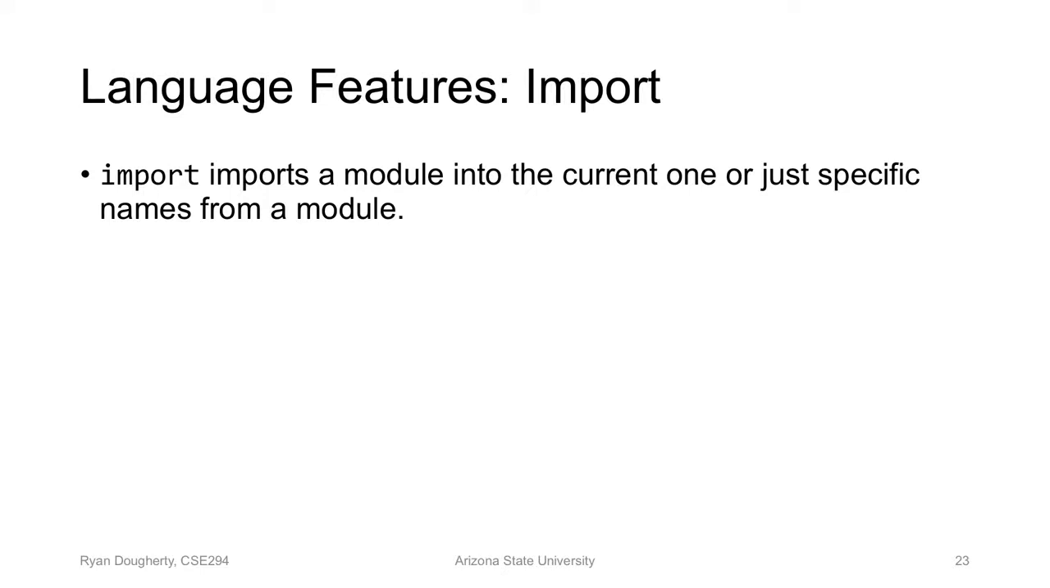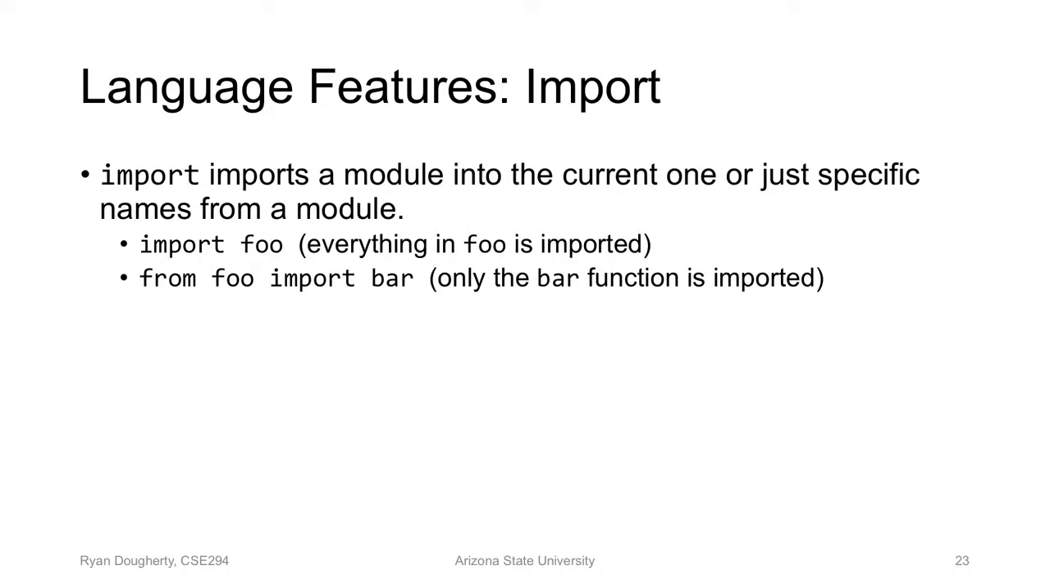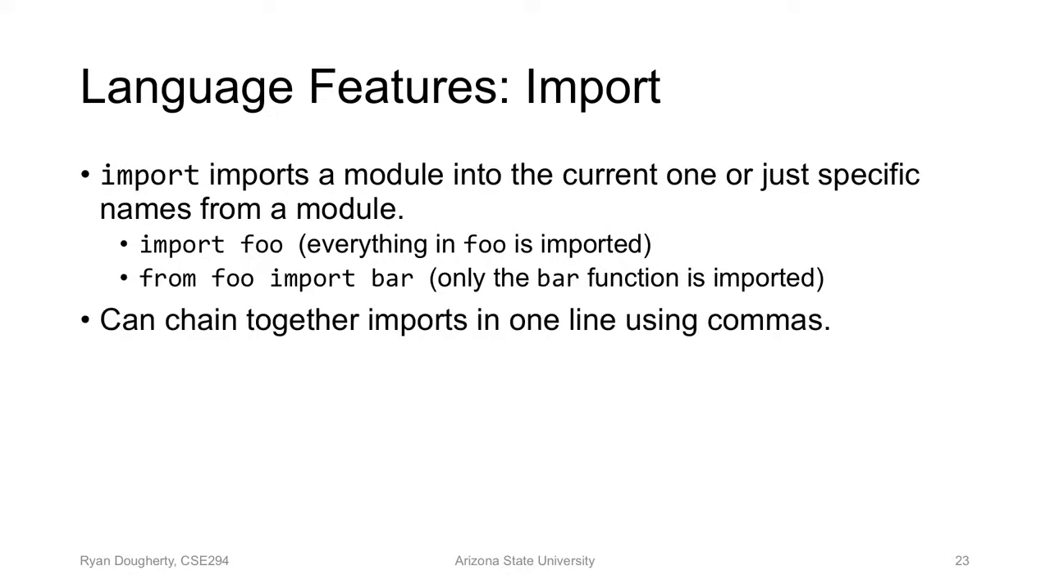And as we've done before, we can use the from keyword: from module name import the function name. So we can just import one or multiple things from the file, from the module if we want to. Like import foo, and everything from foo is imported. But from foo import bar, only the function bar is imported. We can chain together imports using commas. So like import module name, comma, other module name. So we can import multiple things on the same line if we want to.